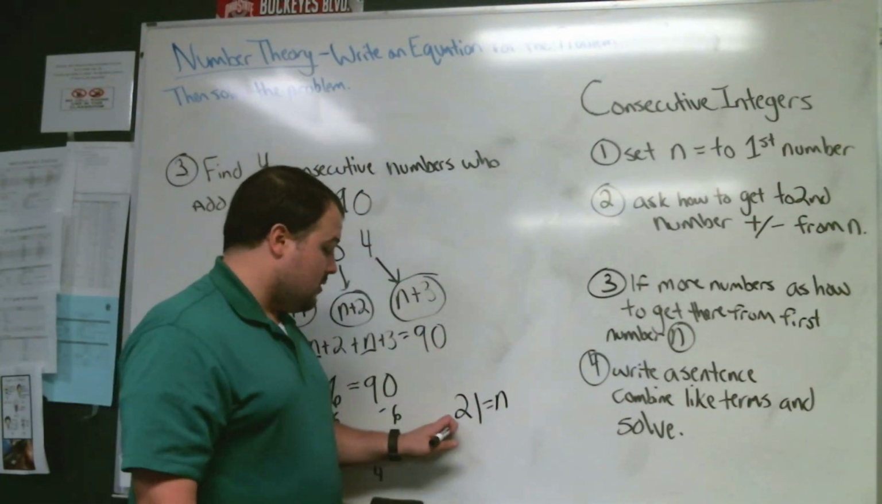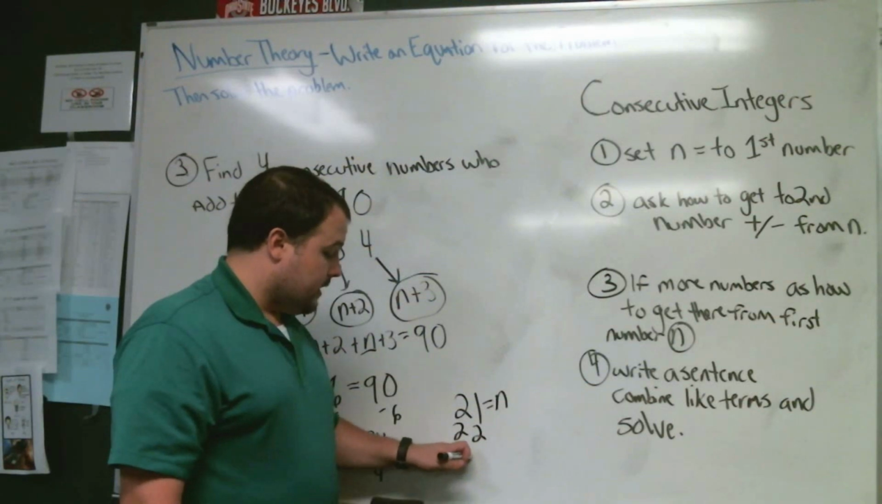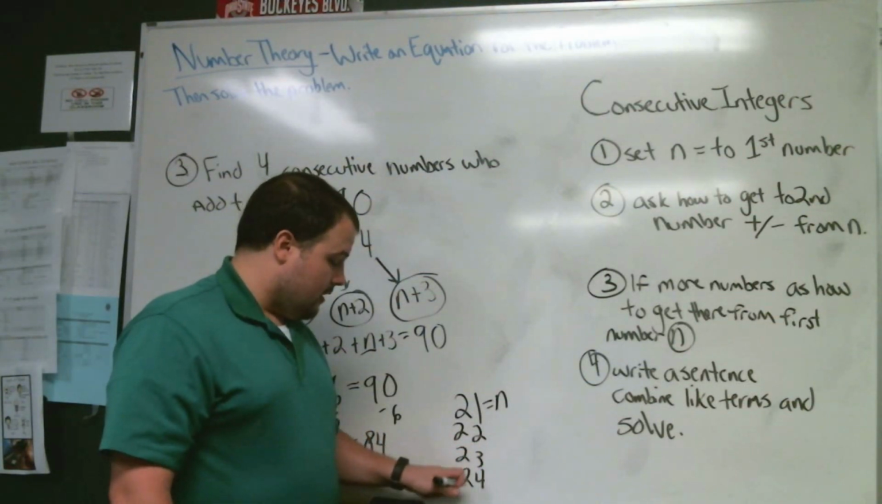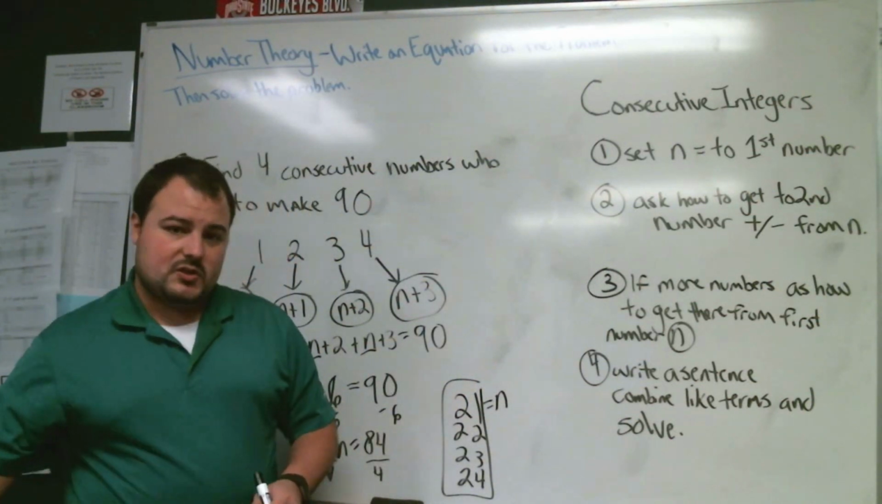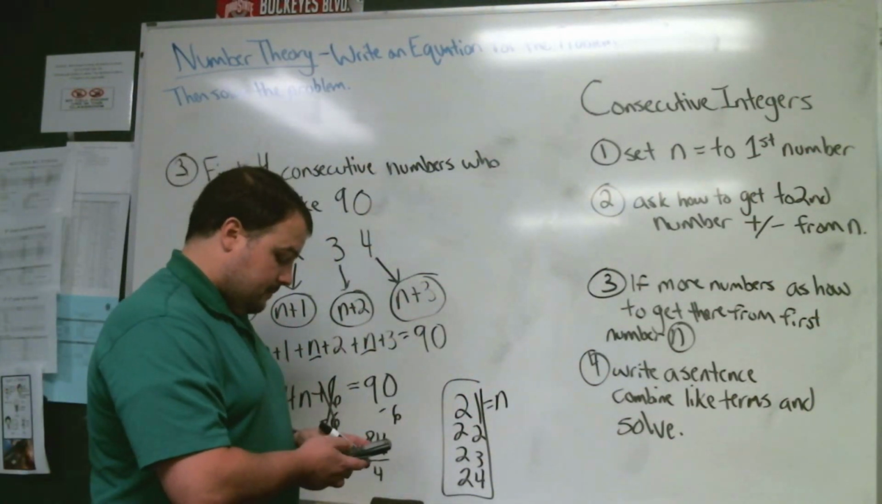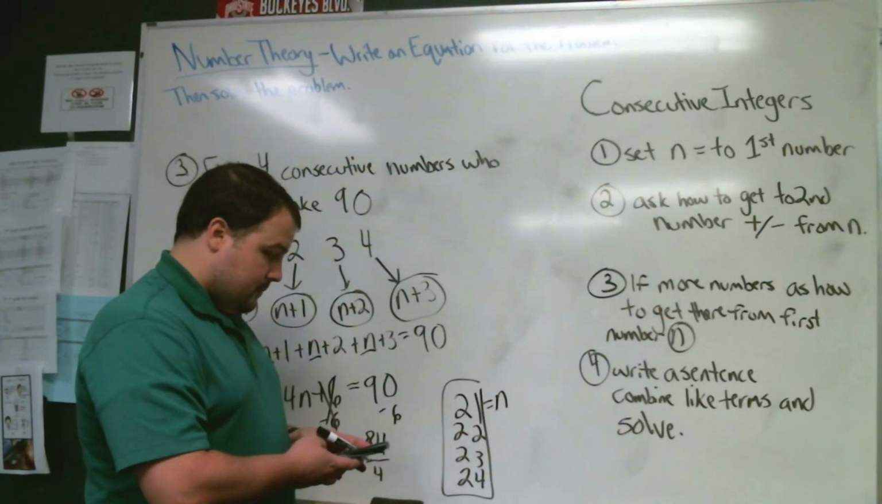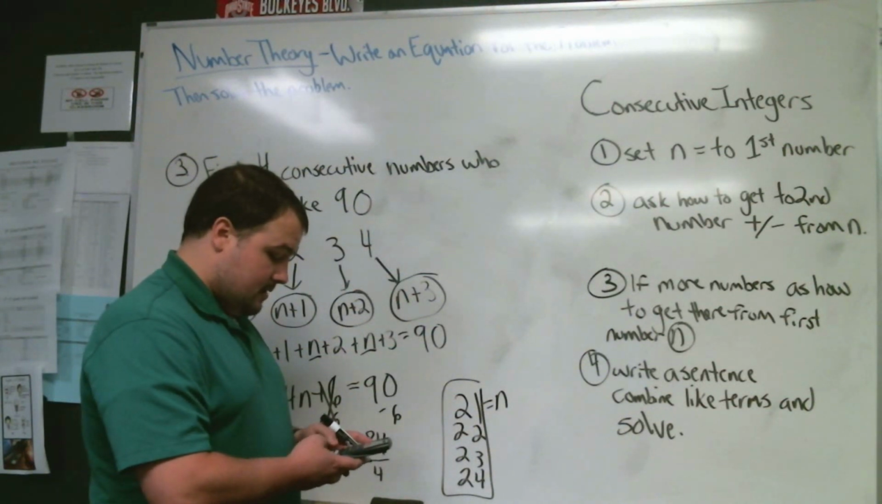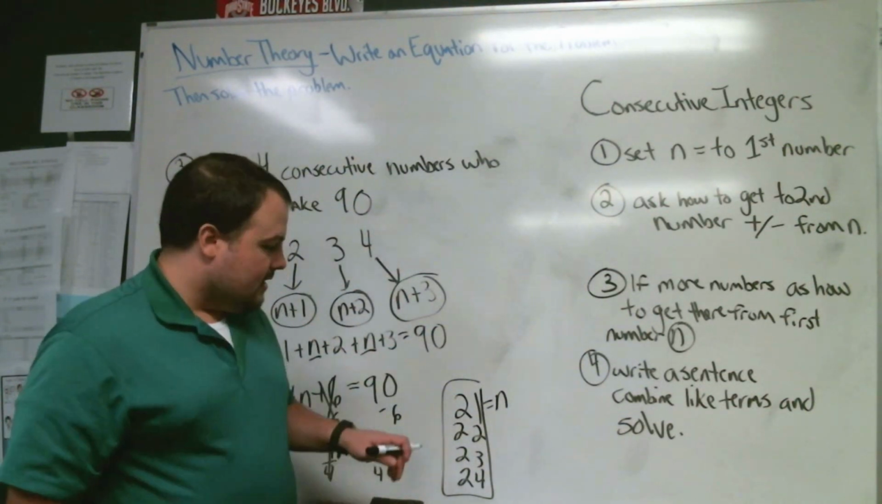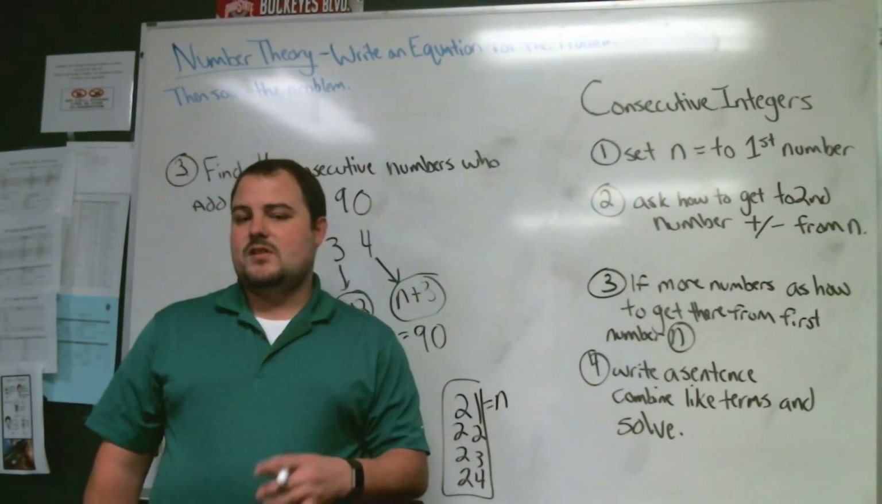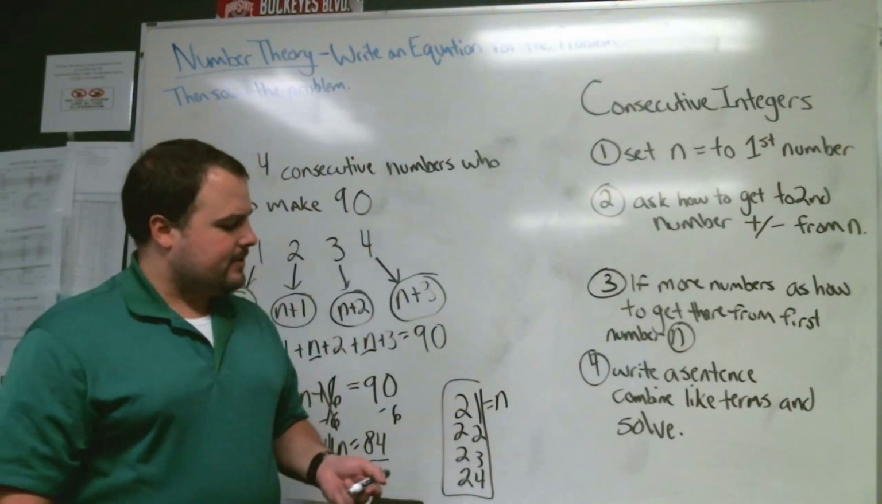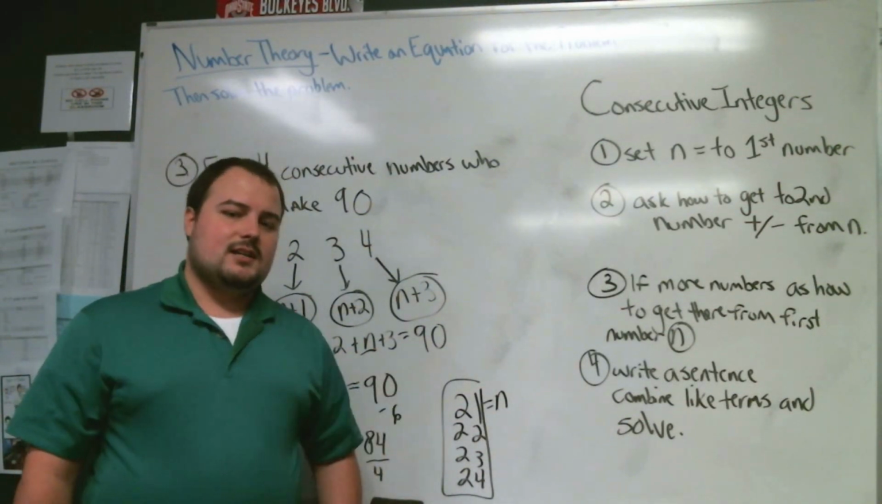The next number after 21, 22, 23, and 24. And if I add these numbers up, they should equal 90. So I'm going to check with the calculator. 21 plus 22 plus 23 plus 24. And in fact, I do get 90. So these are my 4 consecutive numbers, not even, not odd, but just consecutive like counting numbers, that if I add them together, I get 90.